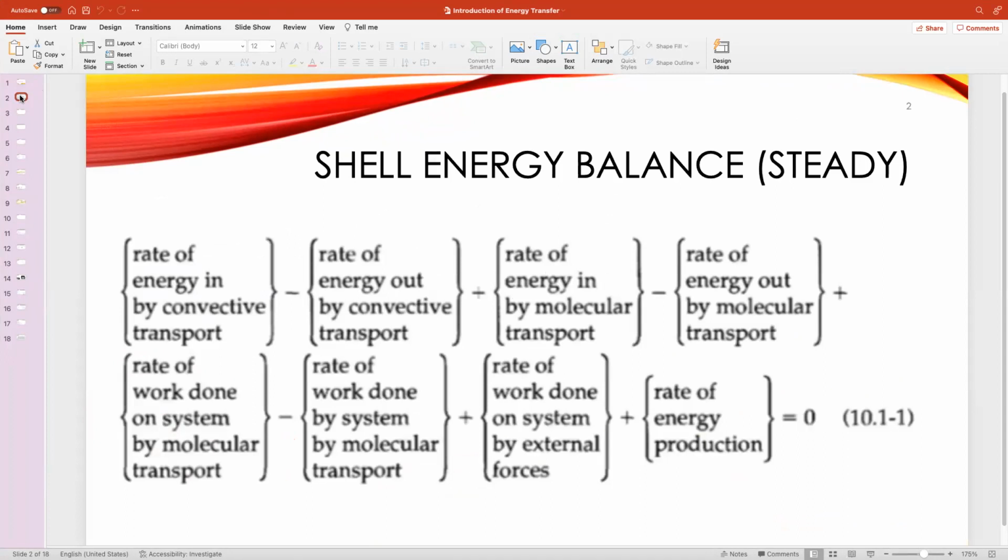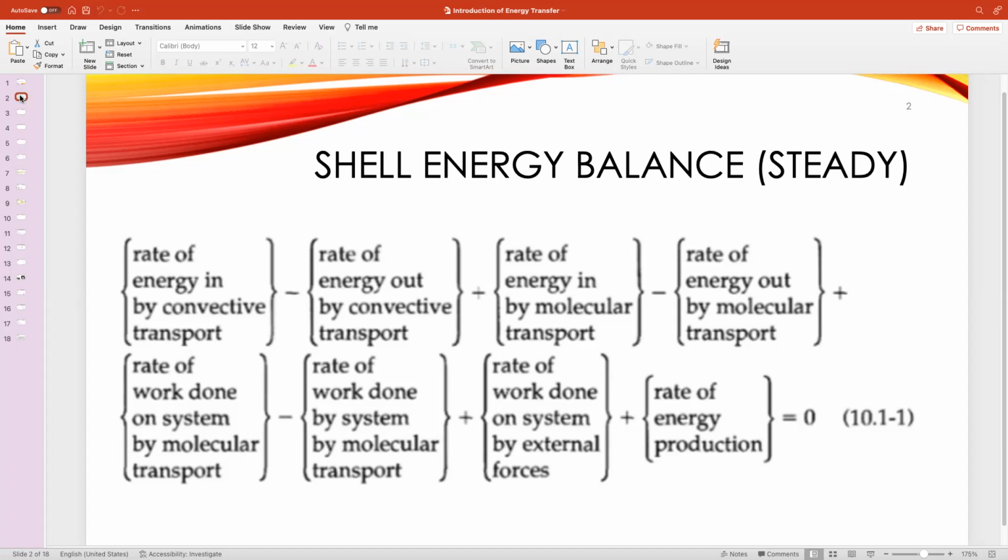So what we need to see is that the shell energy balance is similar to the momentum balance. You have to see the analog between the momentum balance and the shell energy balance. If you understand the momentum balance really well, then you should also understand the shell energy balance.